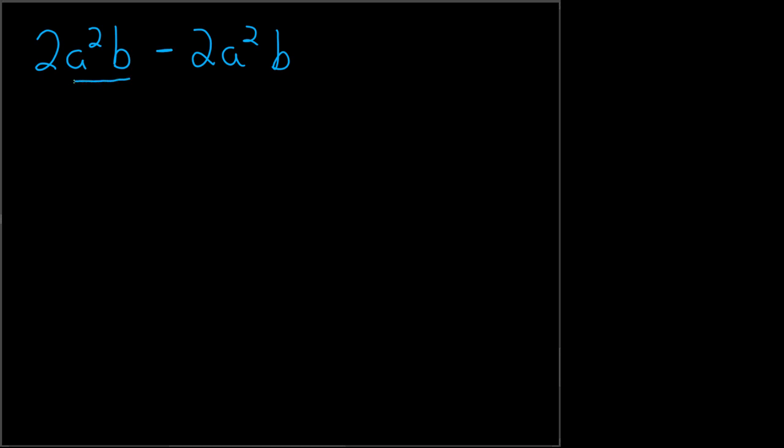Now, the entire name of the term, and we can think of all of the letters that make up the term as making up the name, is exactly the same. So I have 2a squared b's minus 2a squared b's. Well, 2 minus 2 is 0. And this simplifies to 0.